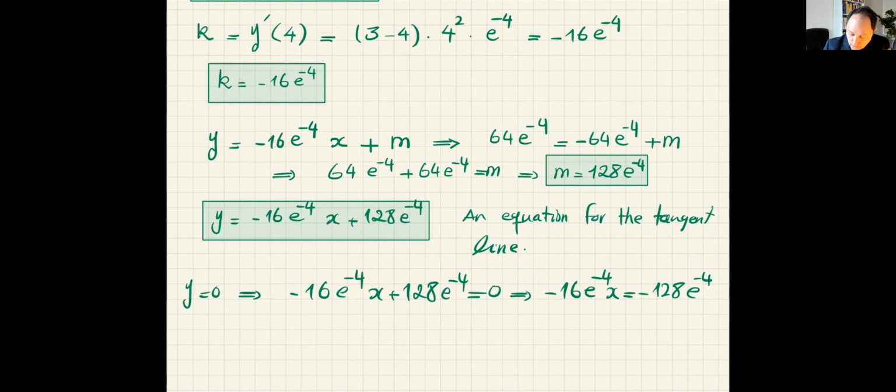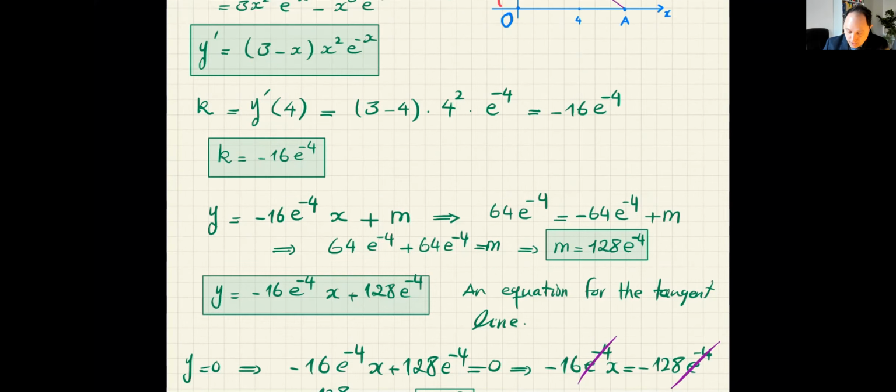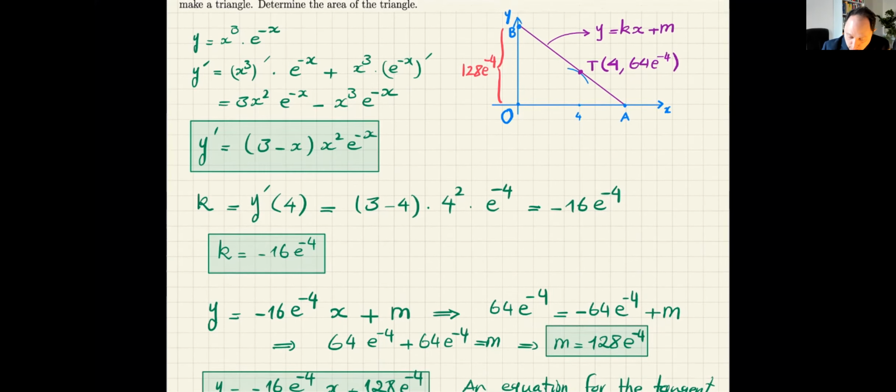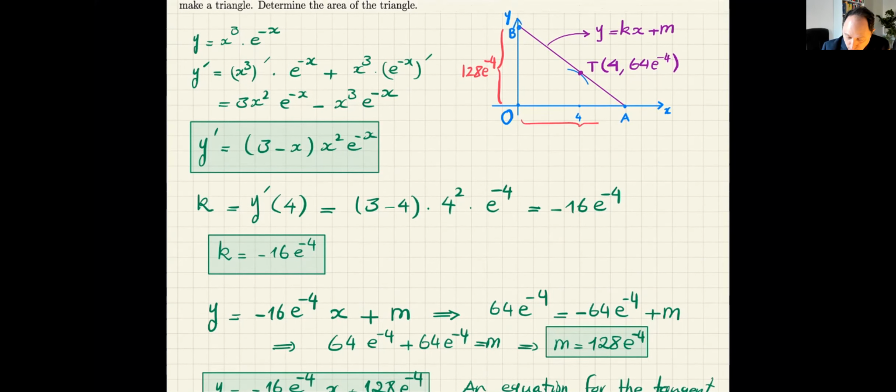And now I divide both sides by e to power minus 4, it is cancelled. And then x is equal to minus 128 divided by minus 16. And this becomes 8, yes? So x becomes 8. So this means that the x-intercept is 8. So if I go back here, this length from here to here is 8 units.